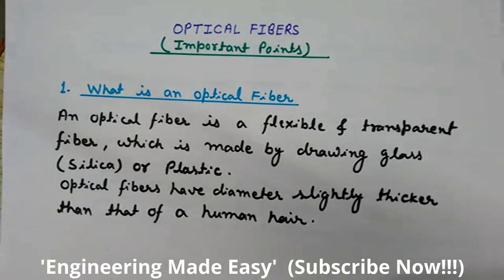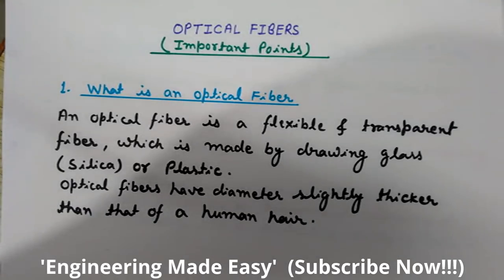An optical fiber is a flexible and transparent fiber which is made by drawing glass, which is called silica, or plastic. The optical fibers have a diameter slightly thicker than that of a human hair. So this is clear from the definition that it is a flexible and transparent fiber, and these are made by stretching the plastic or silica.